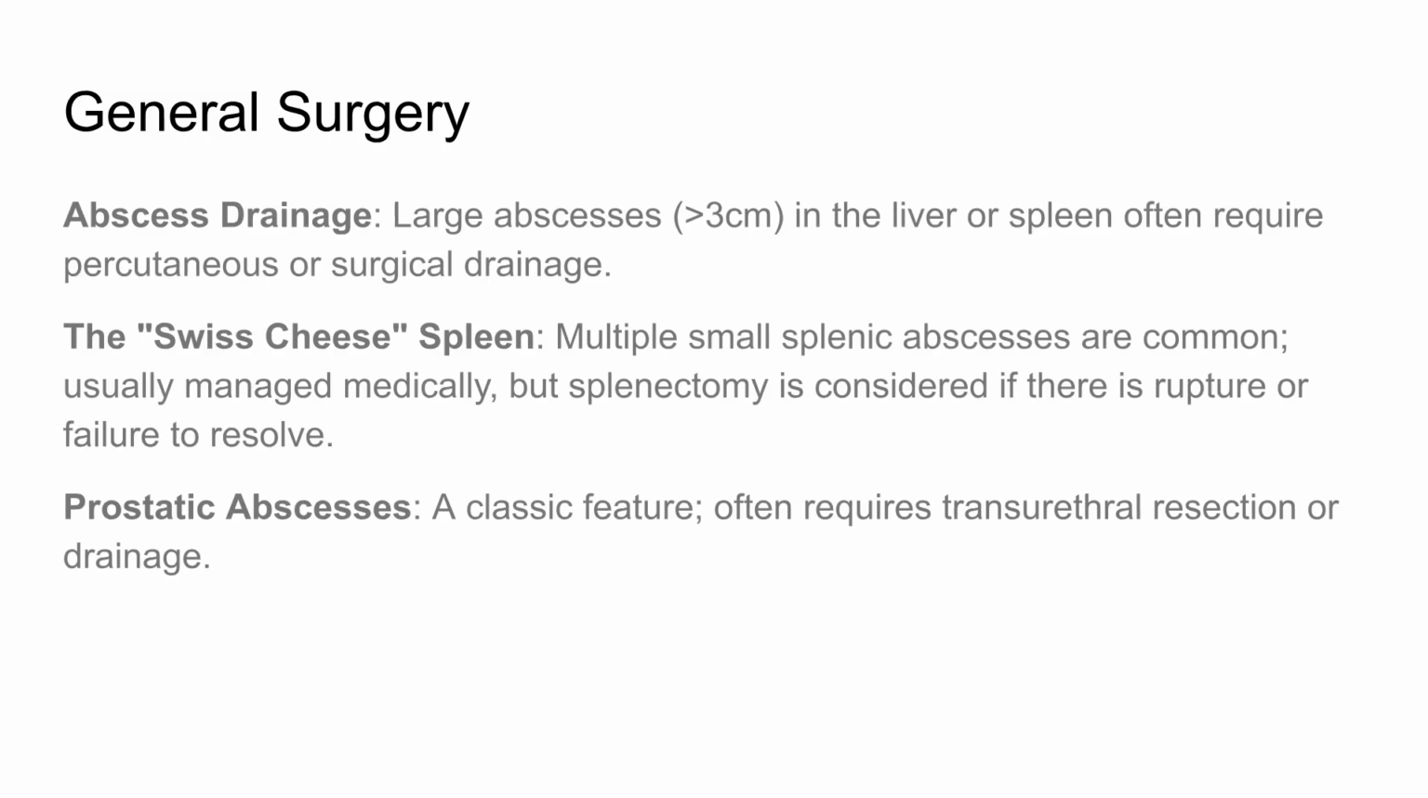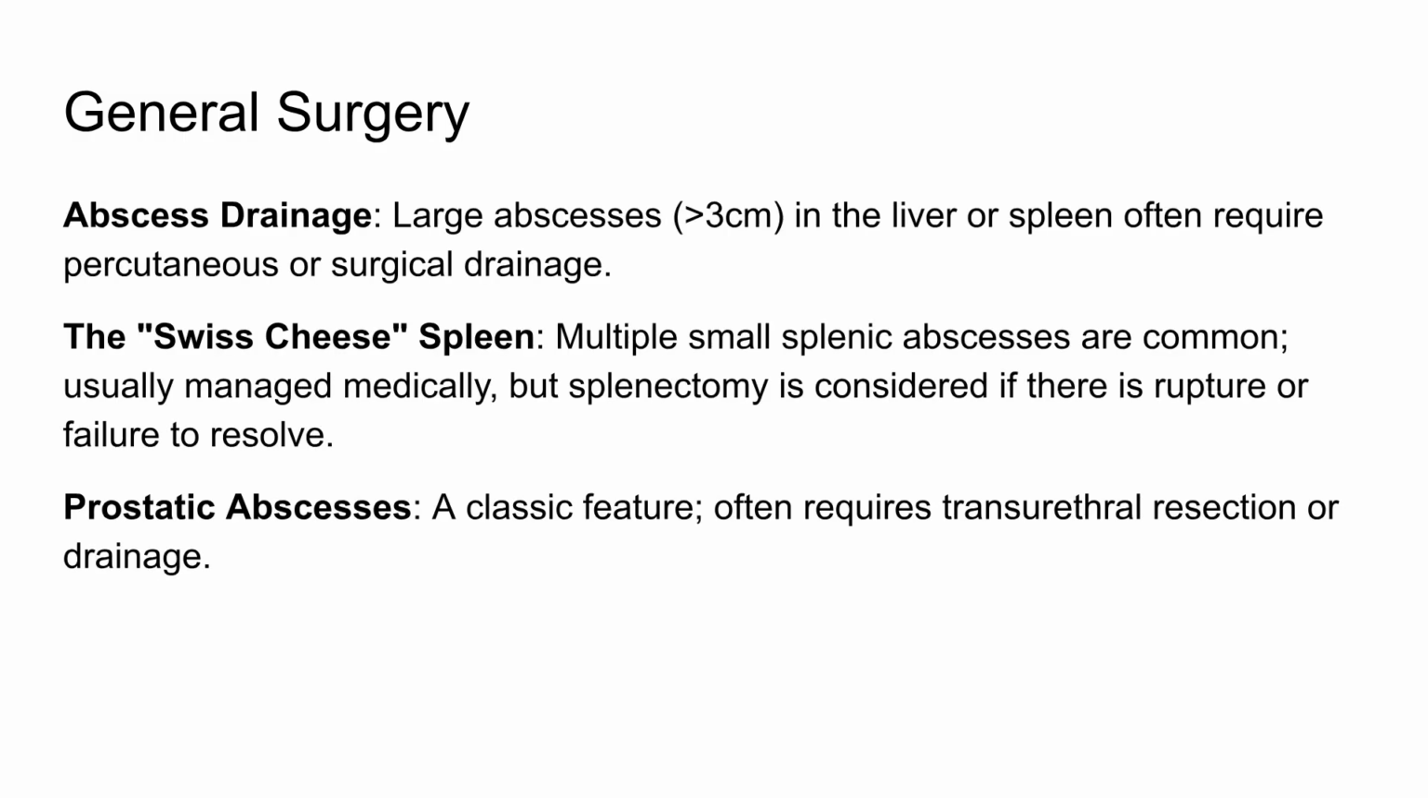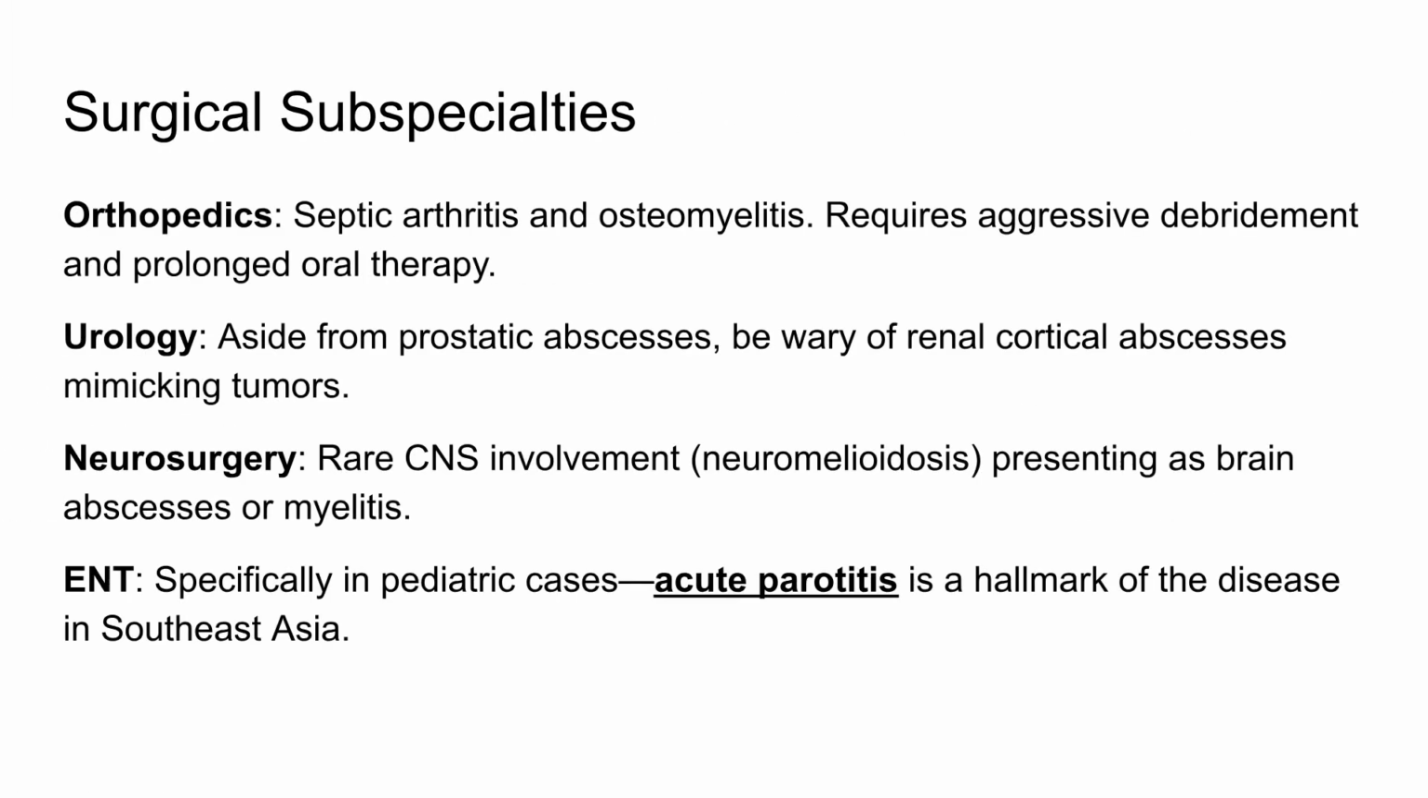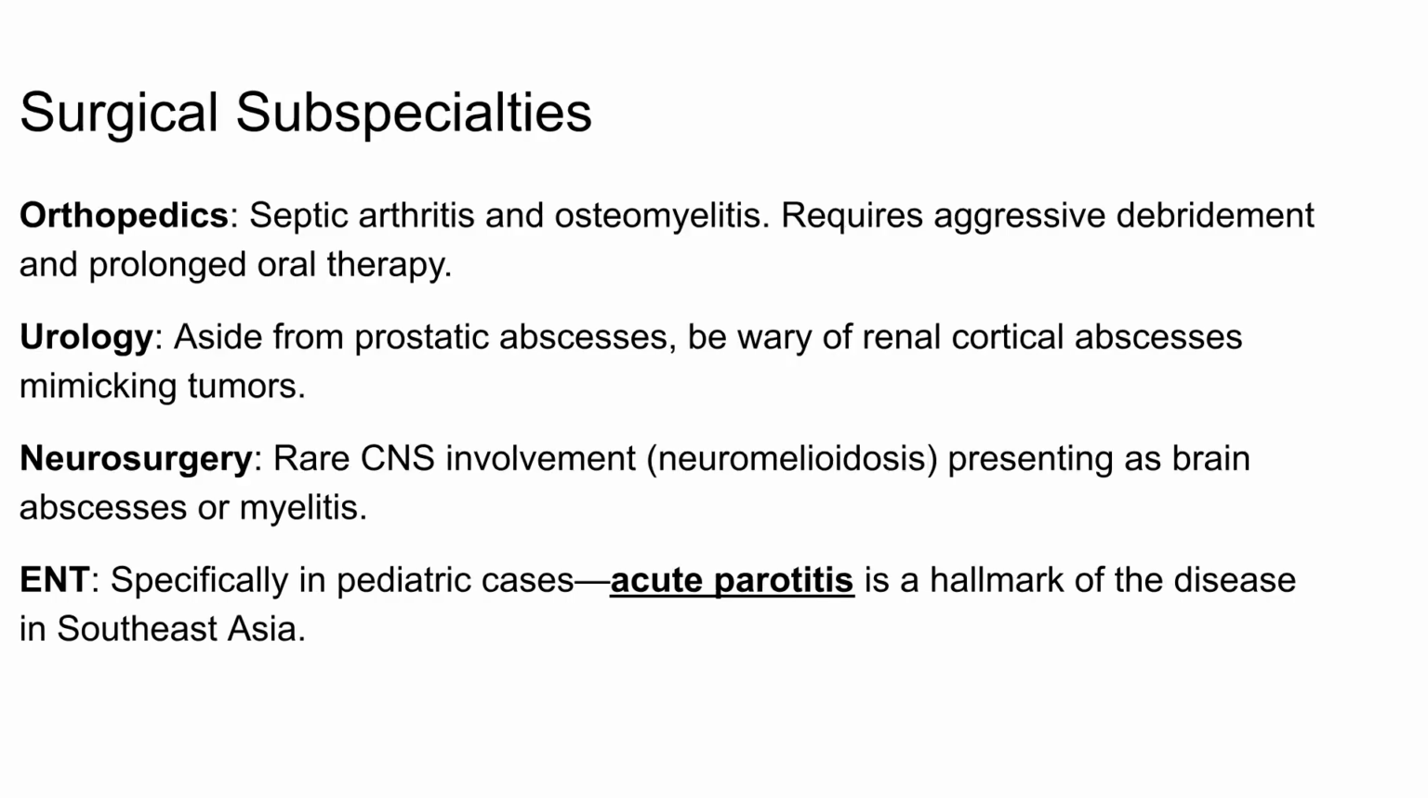In general surgery, drainage is often required for large abscesses, typically those over 3 centimeters in the liver or spleen. Prostatic abscesses often require transurethral resection or drainage. Melioidosis can affect surgical subspecialties. Orthopedics deals with septic arthritis and osteomyelitis. Urology manages renal cortical abscesses. Neurosurgery may treat brain abscesses. In pediatric cases, ENT is often involved due to acute parotitis.